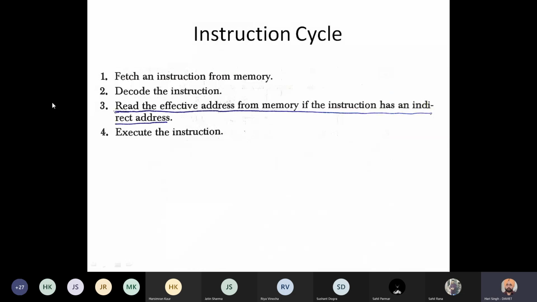So fetching an instruction is the first step. Decoding the instruction code becomes the second step. If the instruction is related to memory and the addressing mode used is indirect, then the third step is also required. Then the final step becomes to execute the instruction.